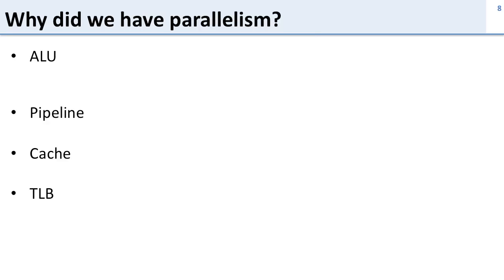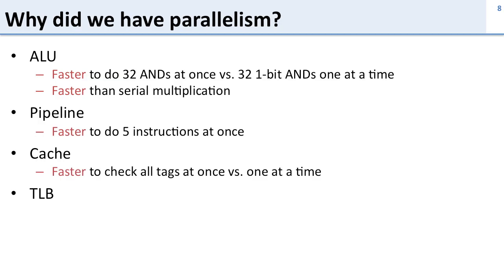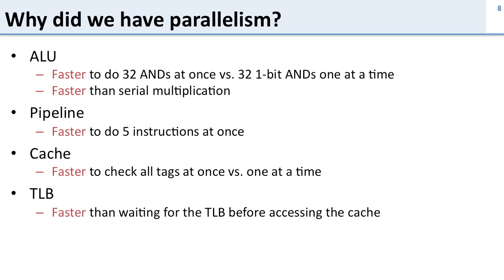So let's take a look at the parallelism we've seen so far in the course. In the ALU, we found it was faster to do 32 ANDs at the same time than trying to do 32 one-bit ANDs. We found that it's faster to do parallel multiplication than serial multiplication. In the pipeline, we found it was faster to do five instructions at once than to do one at a time. In the cache, it was faster to check all tags at once versus one at a time. And in the TLB, it was faster to do the cache and TLB at the same time than to do the TLB first before accessing the cache.